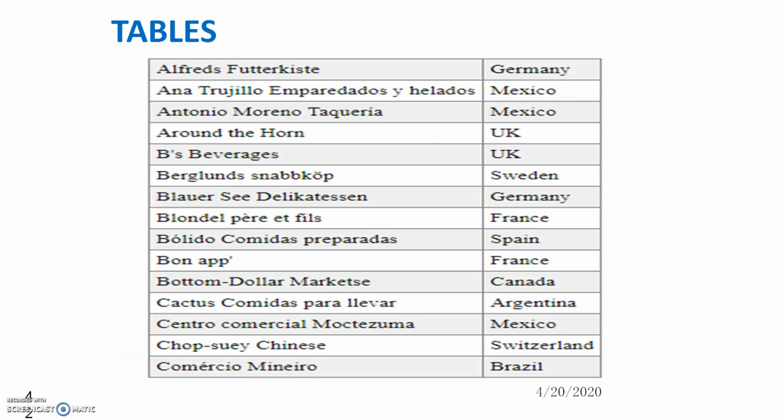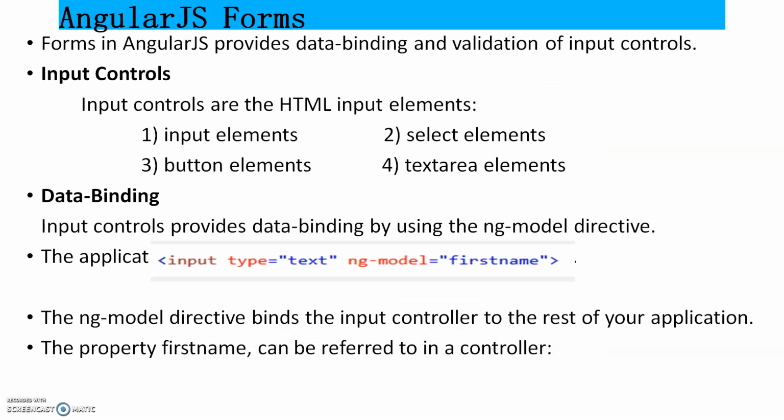So see how this output will look, the name and the country. So this is the table. Okay, in the next lecture we will see what are AngularJS forms and services.